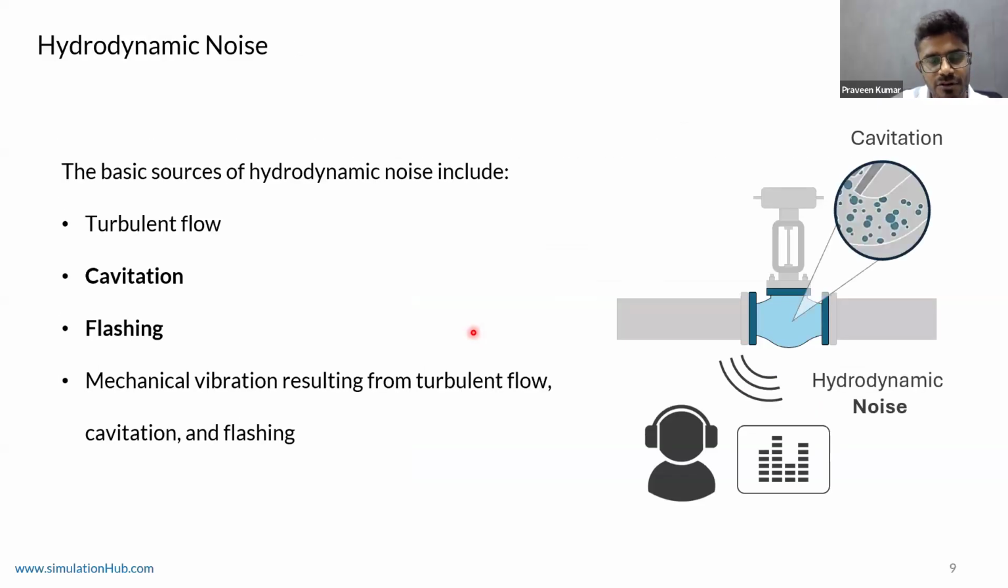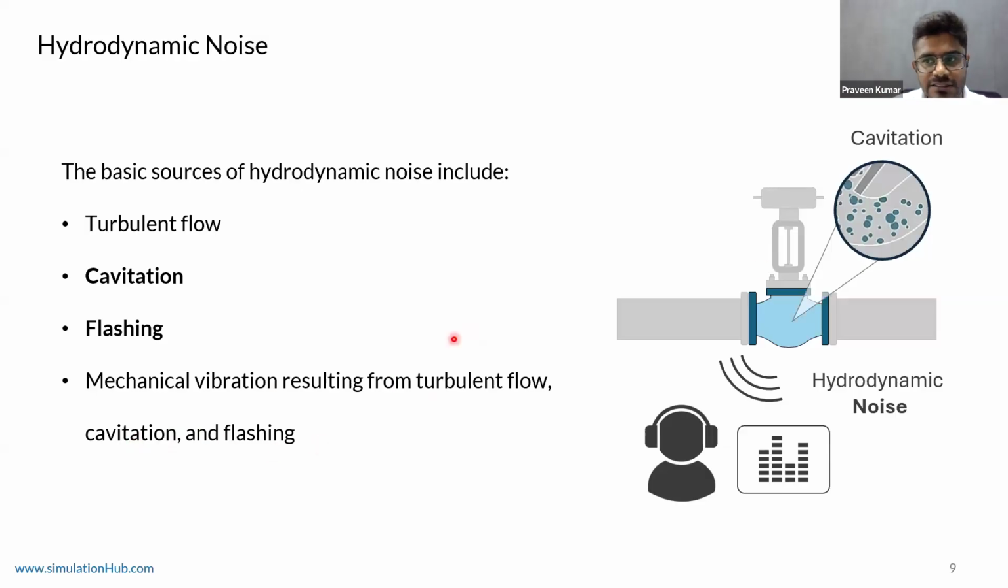The source of hydrodynamic noise could again be multifold. One is the flow turbulence itself: flow separation, eddies, and cascading. All this energy is converted into acoustic energy. This is the starting point, but it's not very significant compared to the cavitation or flashing part, and also the mechanical vibration resulting from the turbulent flow, cavitation, and flashing.